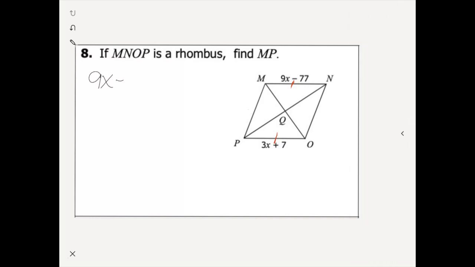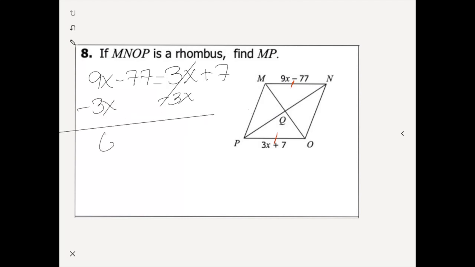So we have 9x minus 77 is equal to 3x plus 7. I'm going to subtract 3x. I have 6x minus 77 is equal to 7.